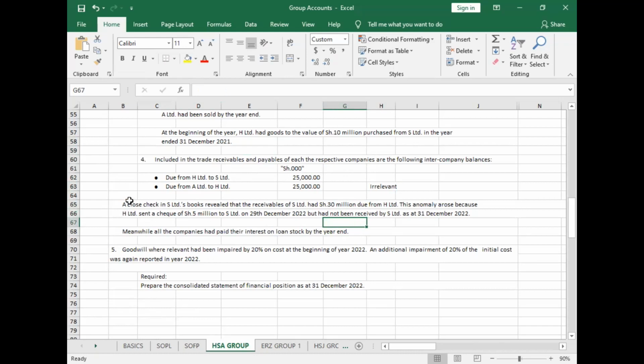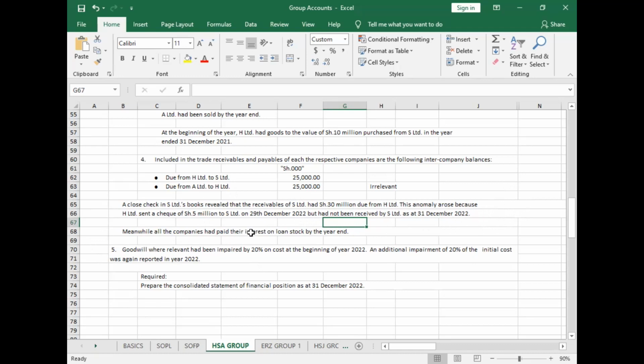Then we continue. A close check in S Limited's books revealed that the receivable of S Limited had 30 million due from H Limited. This anomaly arose because H Limited sent a check of 5 million to S Limited on 29 December 2022, but it had not been received. So it's a check, so it will be cash in transit.